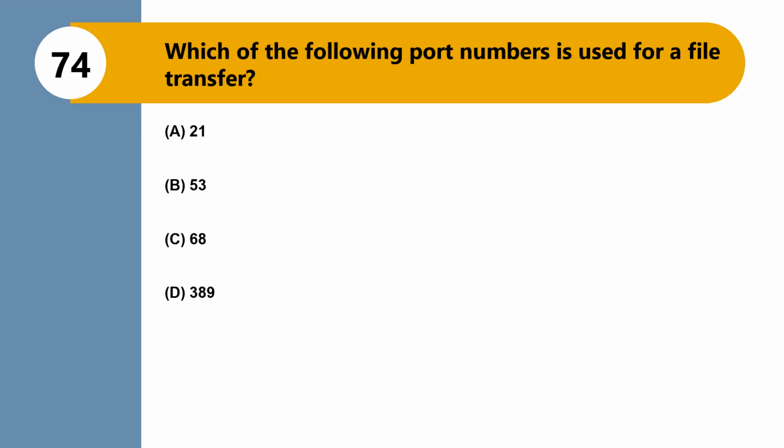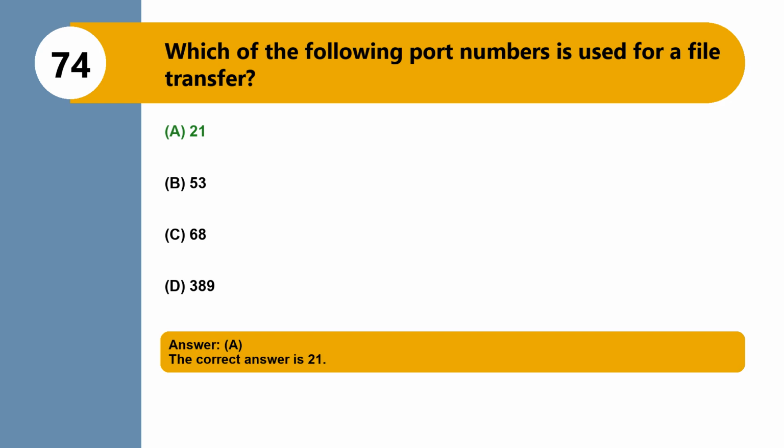Question 74. Which of the following port numbers is used for a file transfer? Option A 21, Option B 53, Option C 68, Option D 389. The correct answer is option A, 21.